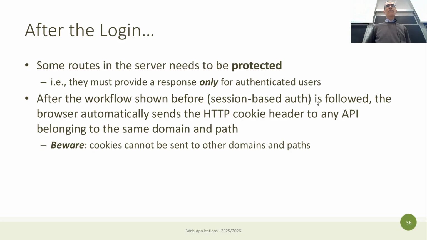Okay, good. Here you find a link for more suggestions, but the basic things will be on the slides. And then after the login, you logged in because you wanted to protect some information on the server. So there should be some APIs that check: does the request come with an authenticated session or not? That's one thing we need to implement, and luckily it's easy. So some routes, some APIs on the server must provide a response only for authenticated users, and typically, depending on the user, they provide a different response.